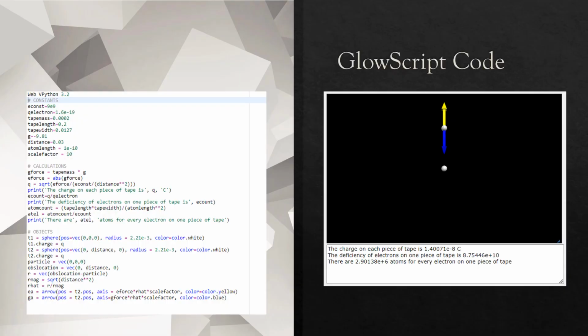The GlowScript code. We just plugged in all of our dimensions, our forces, our charges, all that into the GlowScript code that we made. And as it shows on the right side, it was very, very similar, nearly identical to what we had in the results before. The charge on each tape is 1.4 times 10 to the negative 8 coulombs, same as before. The deficiency of electrons on one piece of tape was 8.75 times 10 to the 10th, so that's the same as before. And then there are 2.901 times 10 to the 6th atoms for every electron of a piece of tape, so it's all the exact same as it was in the experiment.